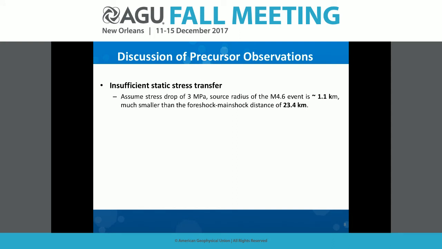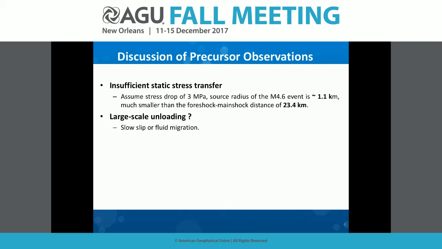If you just assume a typical stress shock of 3 megapascals, this 4.6 is probably just 1 kilometer wide. And since the main shock and the fault shock distance are much further away, maybe the static stress transfer is not large enough to reach that. Are there any alternative possibilities? There could be some background stuff going on, like a large-scale slow slip or fluid migration. But again, we don't see this migration of the seismicity. So it doesn't really support either cascade triggering or migrating slow slip.